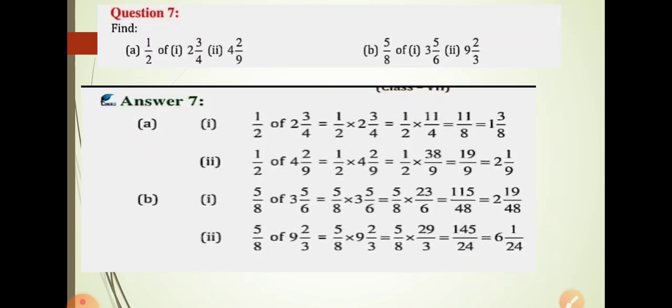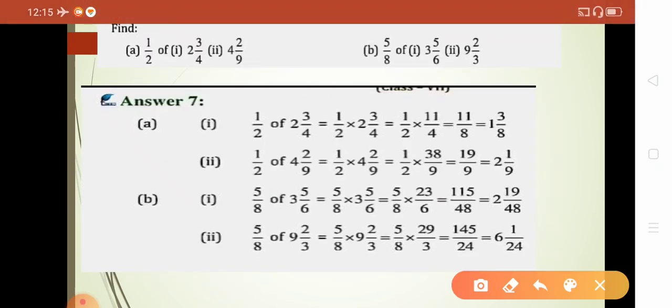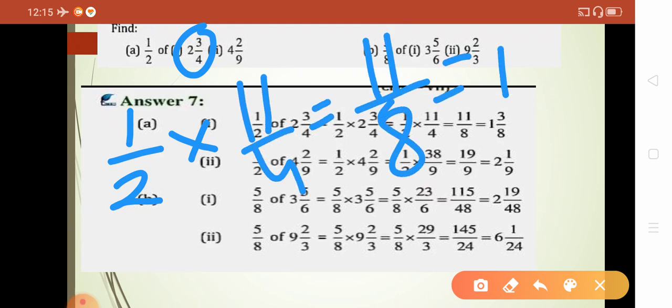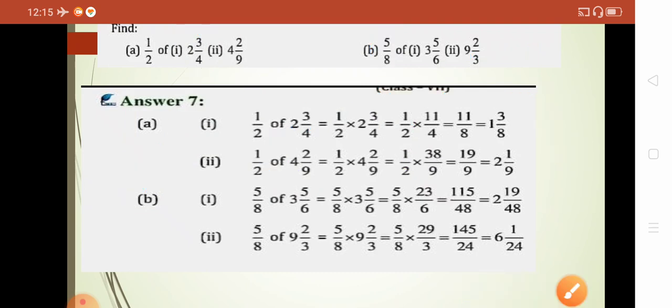Next is find the value of 1 by 2 of 2 and 3 by 4. First of all you will convert this mixed fraction into an improper fraction. So 4 twos are 8, 8 plus 3 is 11 by 4. So 1 by 2 multiplied by 11 by 4 gives 11 by 8, and then you have to write the answer as a mixed fraction. So the answer is 1 and 3 by 8. In this way you have to solve.